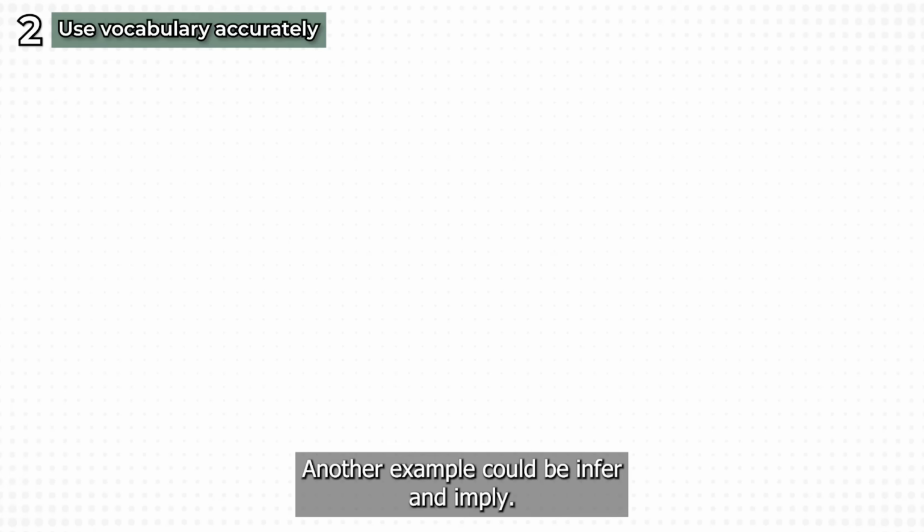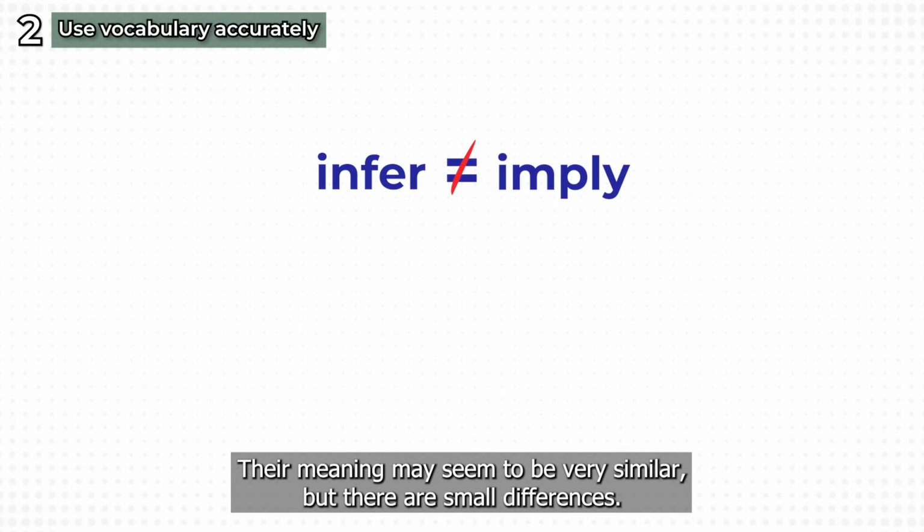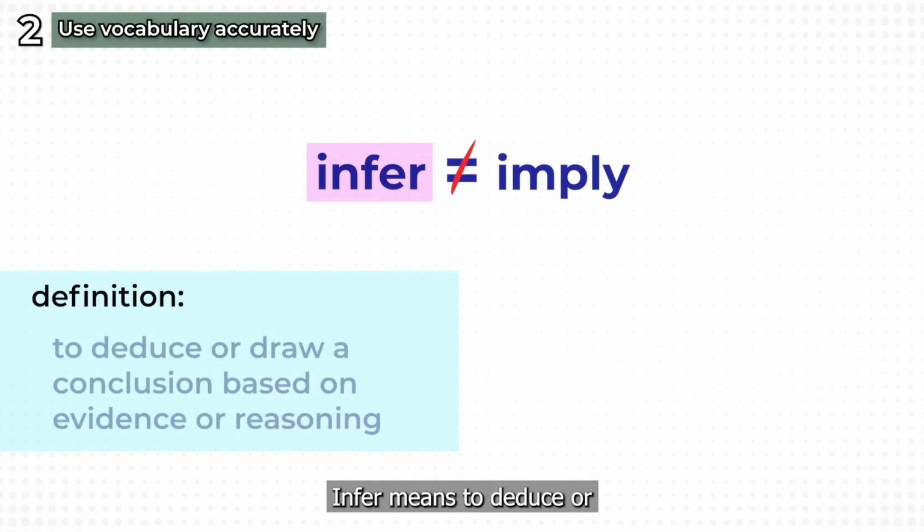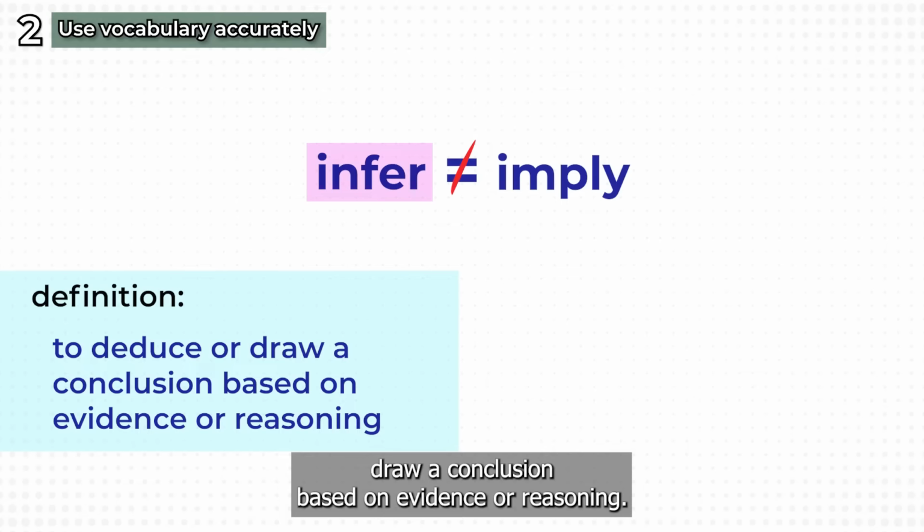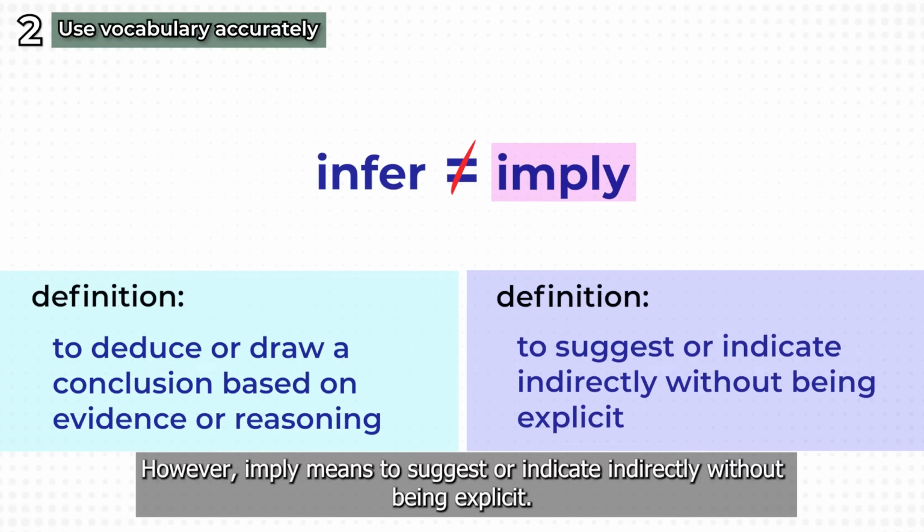Another example could be infer and imply. Their meaning may seem to be very similar, but there are small differences. Infer means to deduce or draw a conclusion based on evidence or reasoning. However, imply means to suggest or indicate indirectly without being explicit.